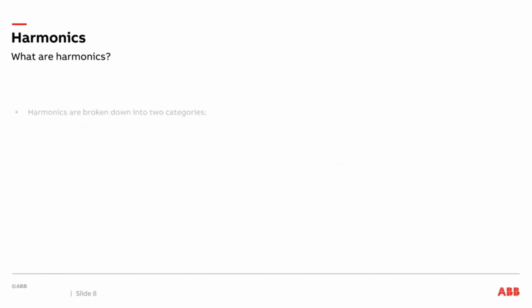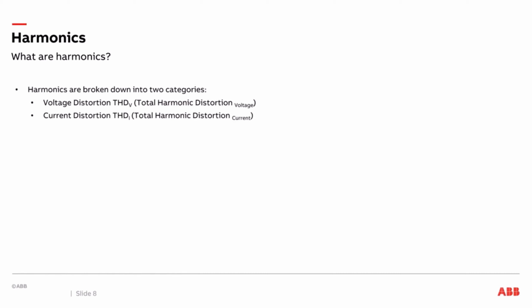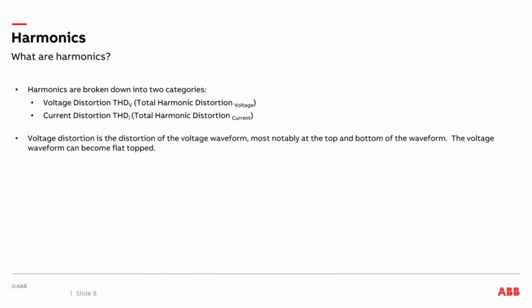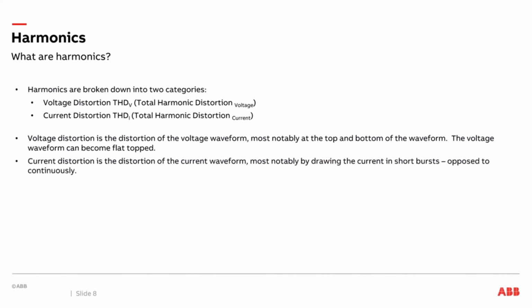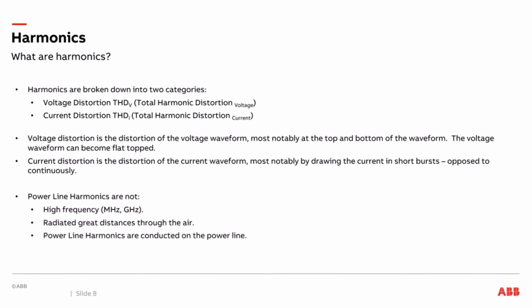When we talk about harmonics, we need to break harmonics down into two different categories. One category is voltage distortion, which we call THD with a small v, and the other is current distortion, THD with an I. Voltage distortion is the distortion of the voltage waveform. It's mostly noticeable at the top and bottom of the waveform. The voltage waveform can become flat-topped. Current distortion is a distortion of the current waveform. It's mostly notable by drawing current in short bursts, as opposed to continuously. Power line harmonics are not high frequencies in megahertz or gigahertz, and they don't radiate long distances through air. The harmonics are conducted on the power lines.